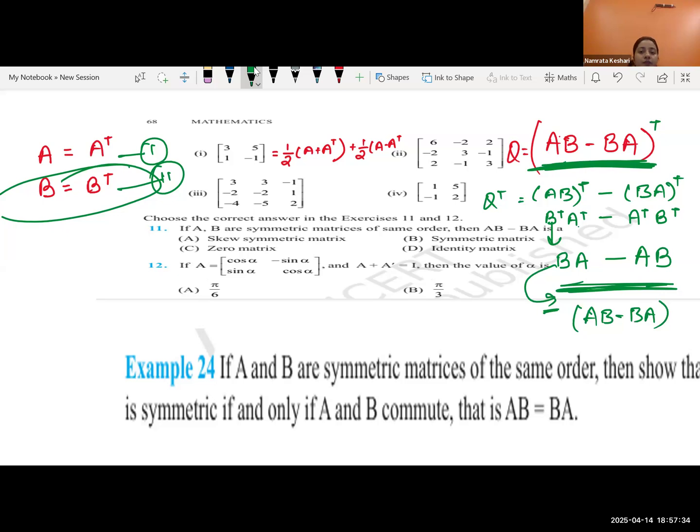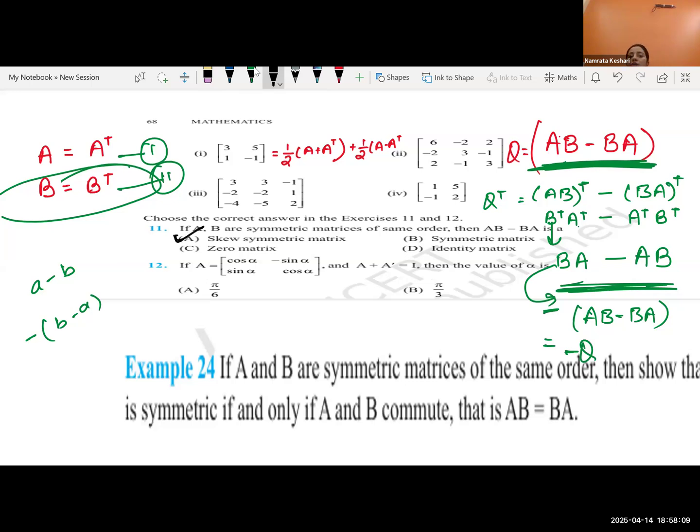So can I say this is nothing but minus of AB minus BA? Yes, ma'am. Because when we are dealing with algebra, a minus b can be written as minus of b minus a, right? We are taking minus common, so we can write it this way. So basically we ended up getting Q transpose is minus Q, right? So it is skew symmetric, right? Getting it? Yes, ma'am. Okay, it is skew symmetric.